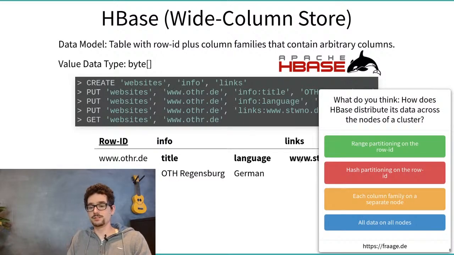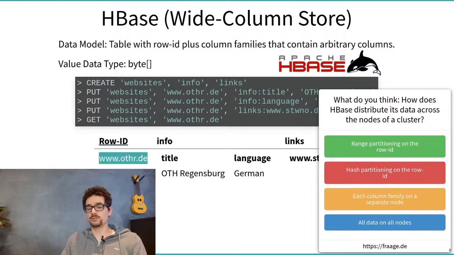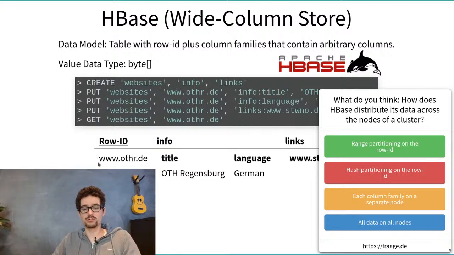What do you think? How does HBase distribute its data across the nodes of a cluster? Go to frage.de. I want to know from you, how does HBase distribute the rows? So here we have only one row, but let's say this website crawler crawls trillions of websites and we have a very big table.